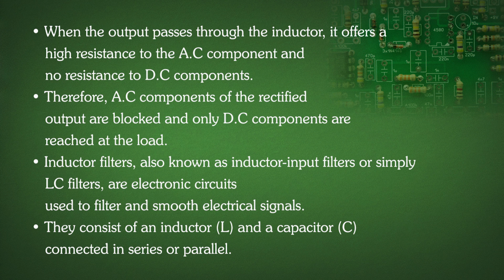So, inductor filters, also known as inductor input filters or simply LC filters, or L filters, are electronic circuits used to filter and smooth electrical signals. What the inductor filter does here is that it blocks the AC components because it offers a very high resistance to the AC component and zero resistance to the DC component. So, at the load side we get a pure DC, or practically the DC contains less ripples compared to the rectified output.